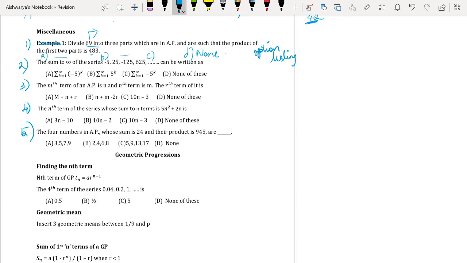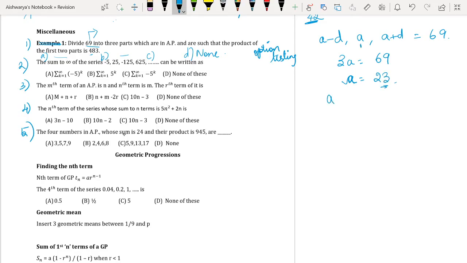If at all you want to solve it, I would strongly suggest don't, because it will be time consuming. We will have to assume a minus d, a and a plus d. These are the 3 terms. If I add all the 3 terms, I will get 69. The d and the d get cancelled, so I get 3a. 3a is equal to 69, so a is equal to 69 by 3, which is 23. So you've got the middle term as 23.